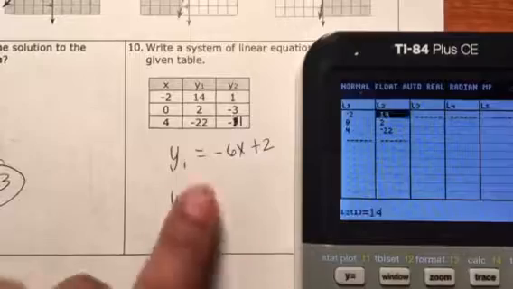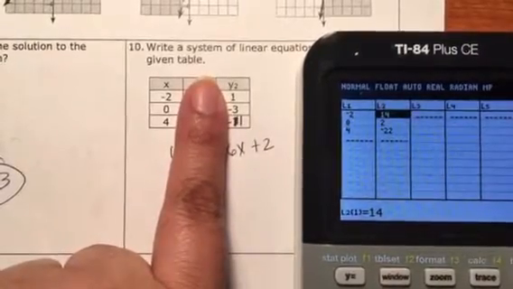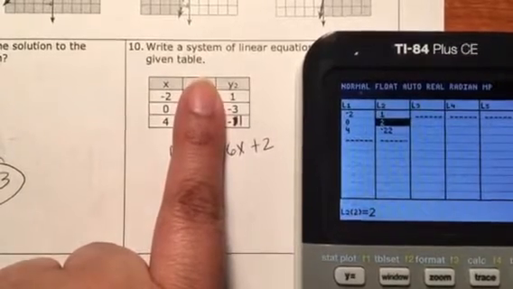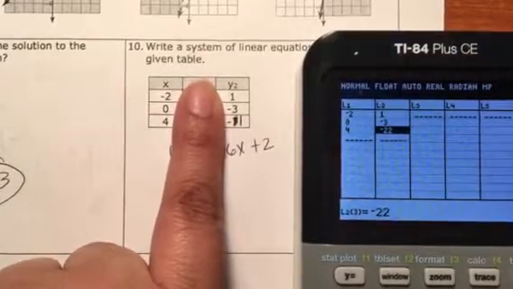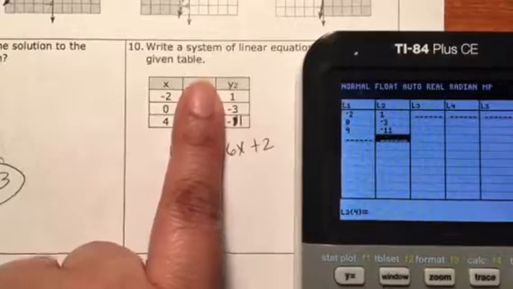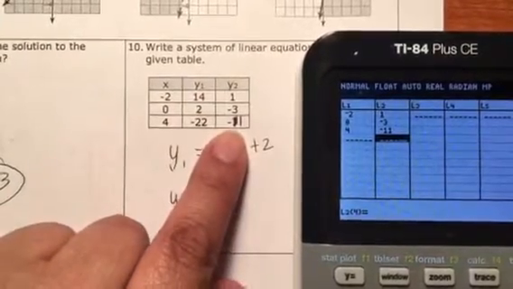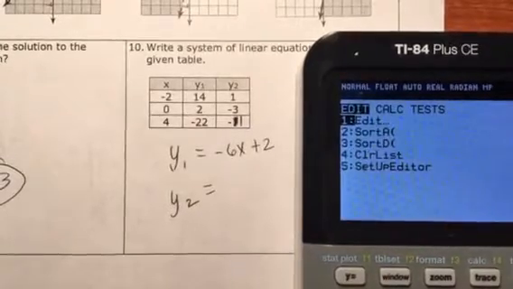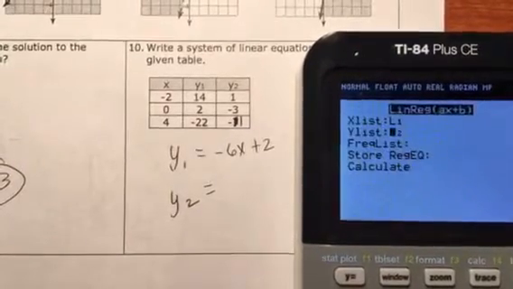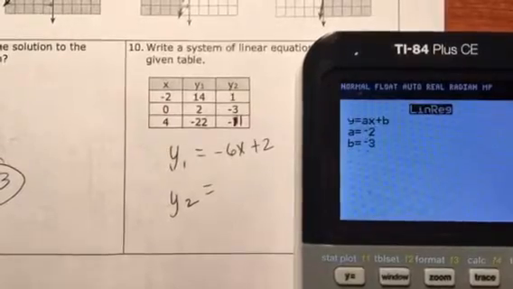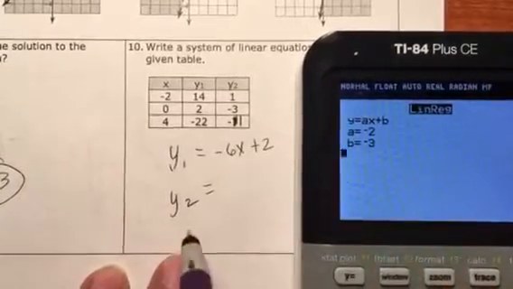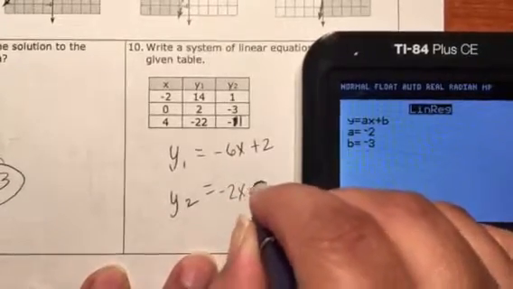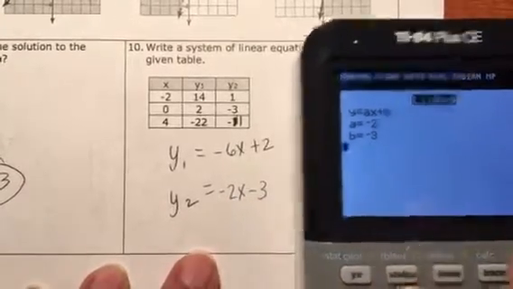Alright, so now I'm going to do it again, but this time I'm going to use the numbers that are in L1. And if you notice, all I'm doing is typing over those numbers. And please change that 7 to 11. Okay, so now I'm going to go stat over 4. And I'm going to enter 3 times. So here my equation is y equals negative 2x minus 3. So those are your 2 equations.